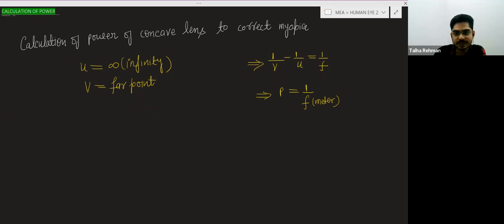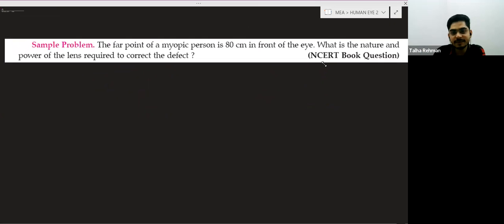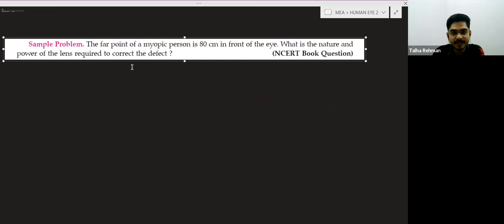So on the basis of this, there is one question. They are saying the far point of a myopic person is 80 centimeter. This is a question from NCERT. The far point of a myopic person is 80 centimeter, means up to 80 centimeter this person is able to see the object. If I am saying 82 centimeter, up to 82 centimeter, he or she cannot see. But up to 80 centimeter, he or she can see the objects clearly. So this is the far point of a myopic person, given 80 centimeter.